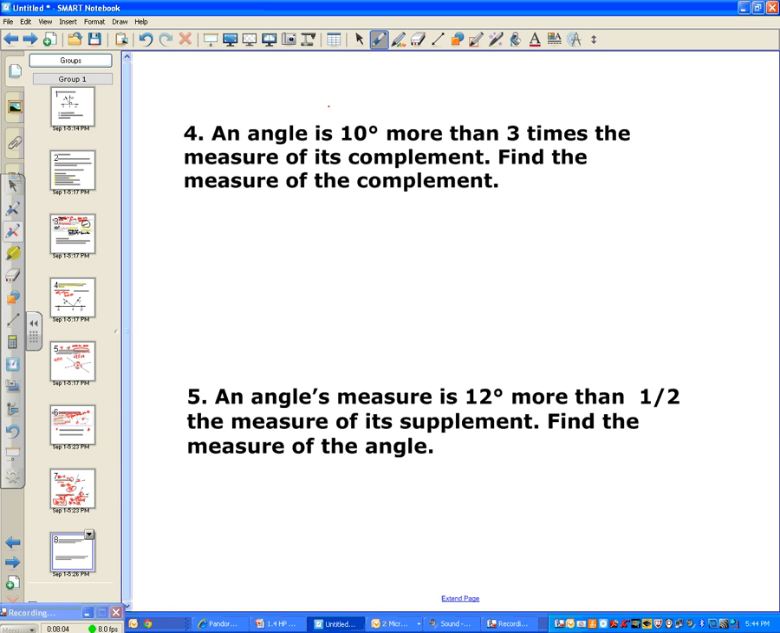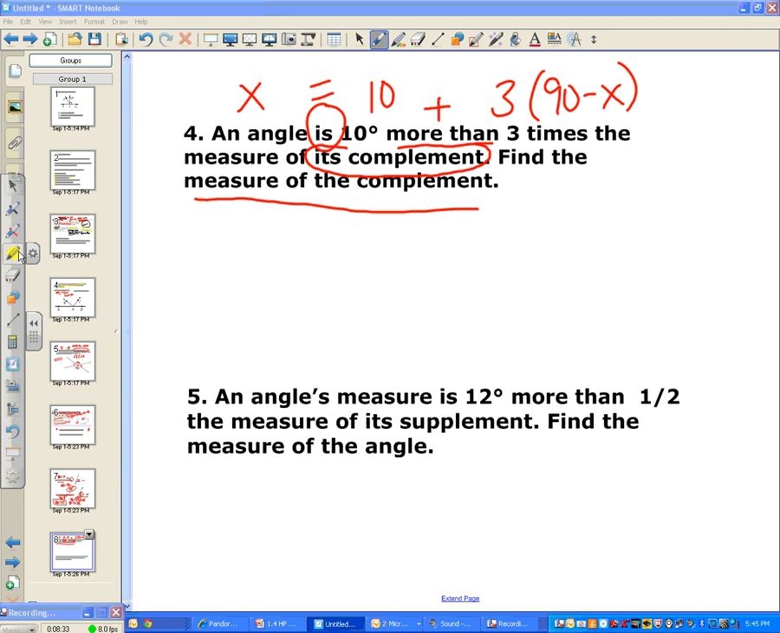Okay, so last one. It says an angle is, in algebra, is means equals. 10 degrees more than means add. An angle, that just is x. So we don't know what the angle is, so we'll call it x. x is 10 degrees more than, plus, 3 times the measure of its complement. Remember, I told you to write down that complement is 90 minus x. Find the measure of the complement.